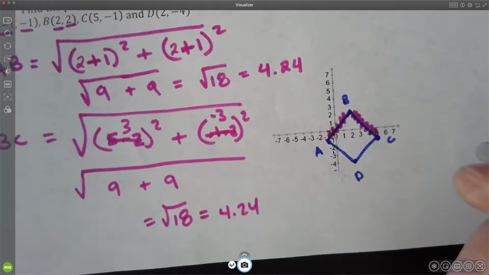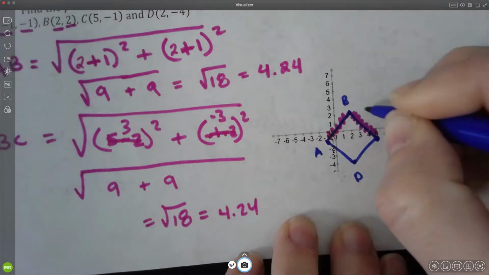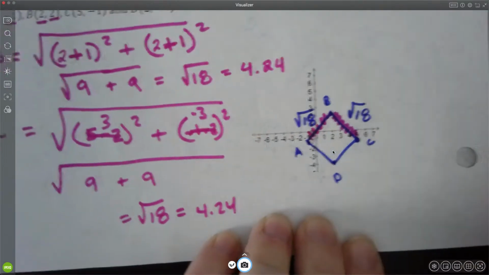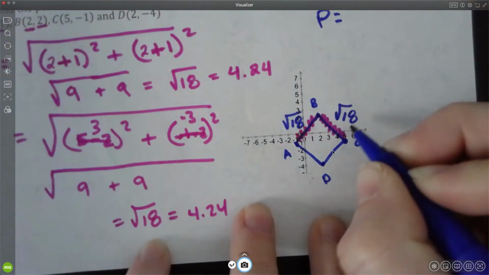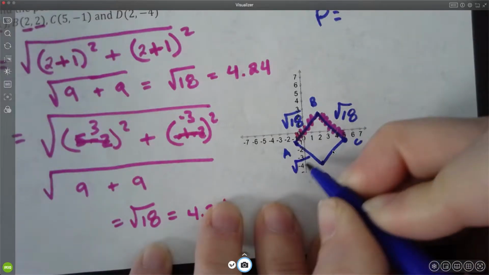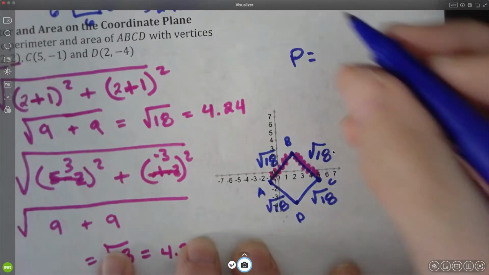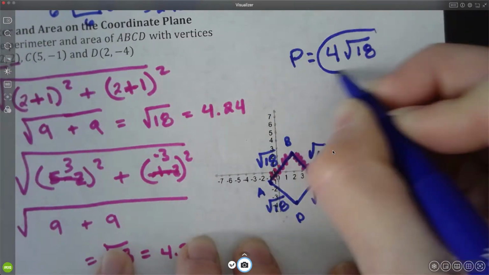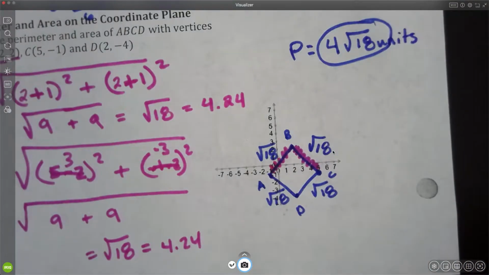Now, instead of writing them as decimals, I'm going to write them still as the square root of 18 and the square root of 18. That's those two sides, okay? So if we're trying to find the perimeter, I'm adding the square root of 18 plus the square root of 18 plus the square root of 18 plus the square root of 18, which really is like saying 4 times the square root of 18. That's going to be my perimeter, and this is in units. 4 square roots of 18.